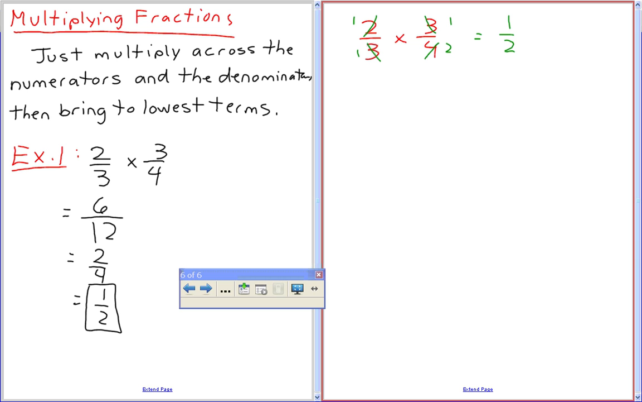Let's do example 2. It's going to be, this is coming back, right, for people? 2 and 1/2 times 3 and 2/3.